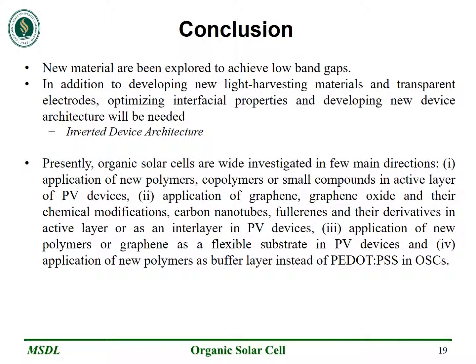To conclude, I would like to say that a lot of effort has been put into the development and improvement of organic solar cells because of their basic advantages such as environmentally friendly, low cost, high speed production. New materials are explored to achieve low band gap. New architectures are designed to improve the efficiency, such as inverted device architecture. Presently, organic solar cells are widely investigated in many directions, such as application of new polymers in the active layer, or as a flexible substrate, or as a buffer layer in PV devices.